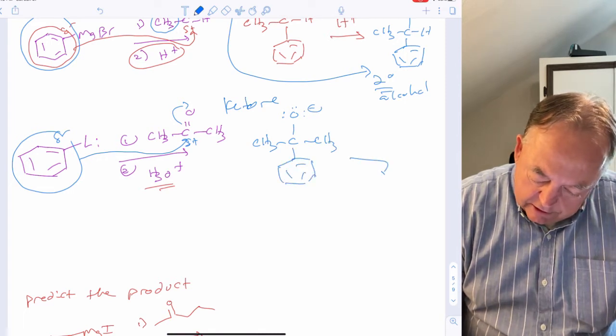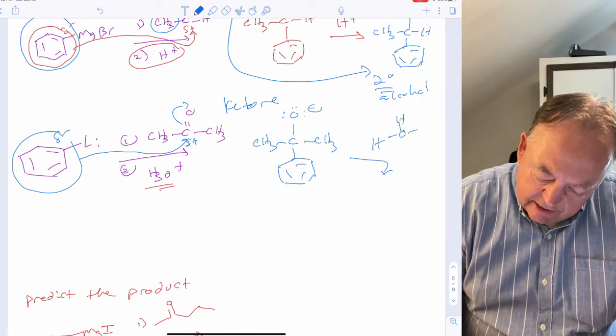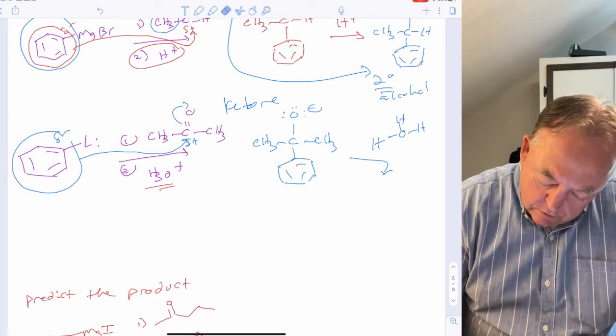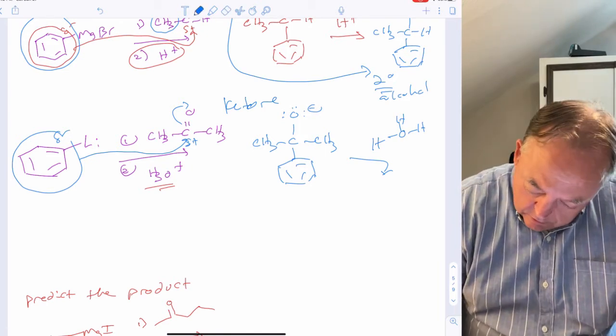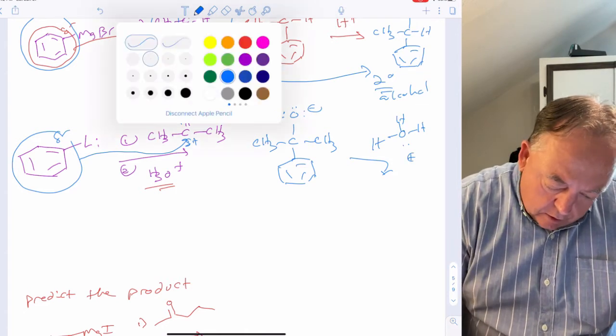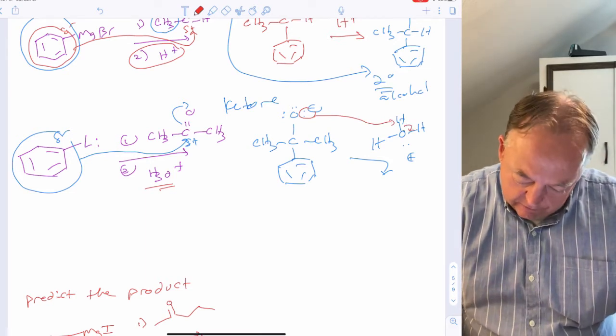And in this case, H3O plus was the reagent. But again, it's just a source of hydrogen. So you're going to take a lone pair on oxygen, make a bond to hydrogen, and that's going to become a water molecule.